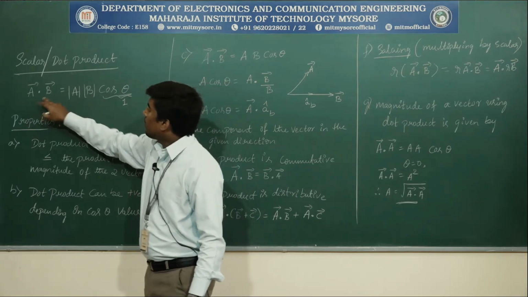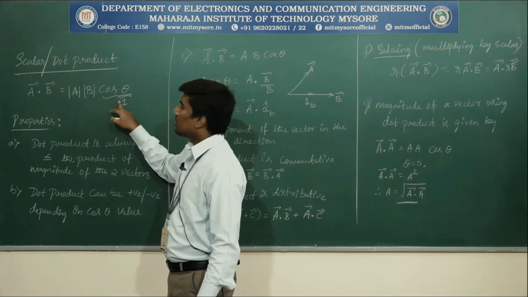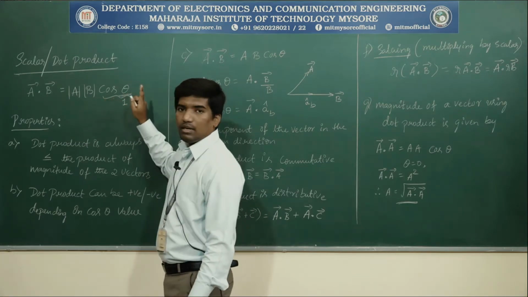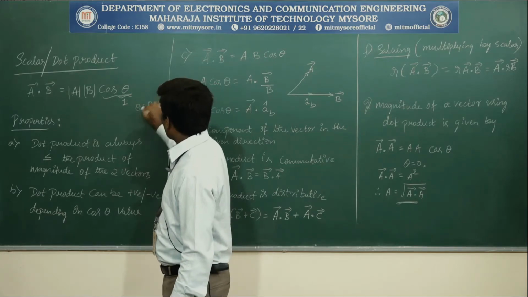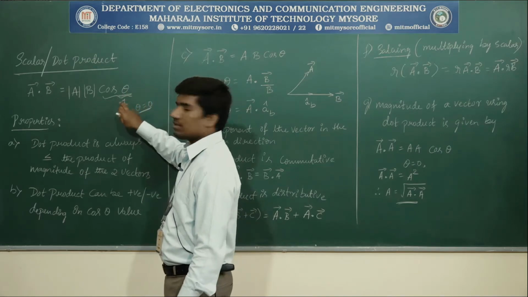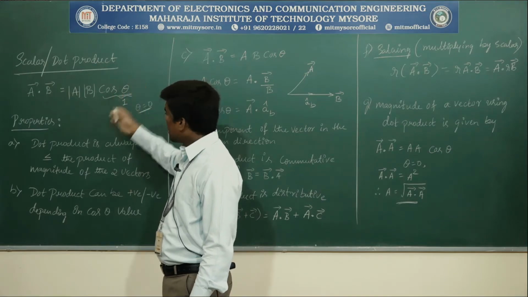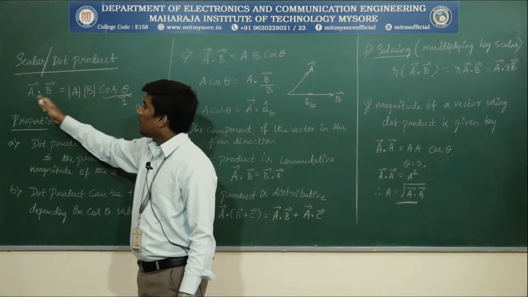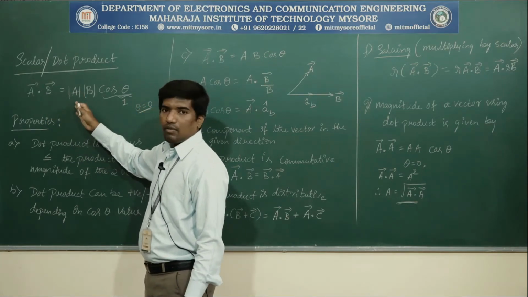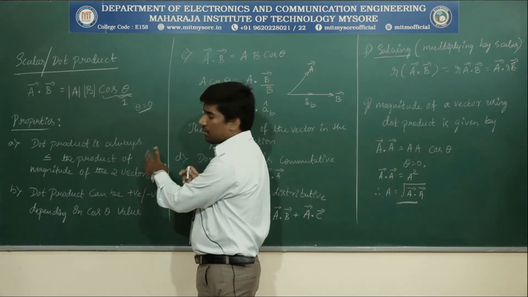A dot B will be equal to the product of the magnitudes of A and B when cos theta is equal to 1, that is when theta is equal to 0, since cos 0 is 1. In that case only we get the maximum value. In the rest of the cases, the cos theta value is always less than 1, so the dot product of these two coplanar vectors is always less than the product of the magnitudes of A and B. So this is what property 1 says.